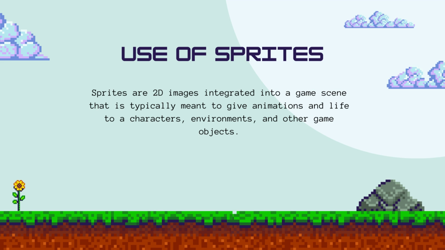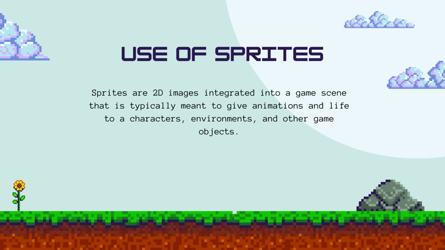Third is the use of sprites. Sprites are 2D images integrated into a game scene that is typically meant to give animations and life to a character, to the environment, and other game objects. Now, if you've played Sonic before, you'll notice that everything in the environment is very lively, and this is thanks to the contribution of sprites.